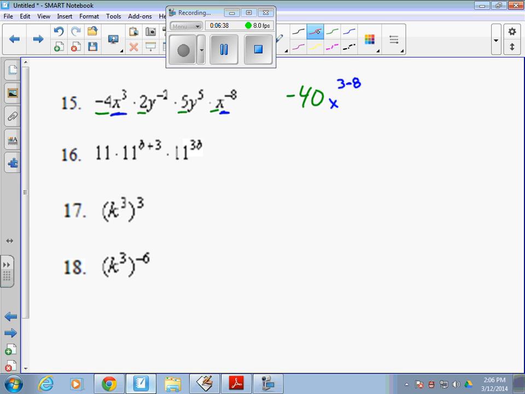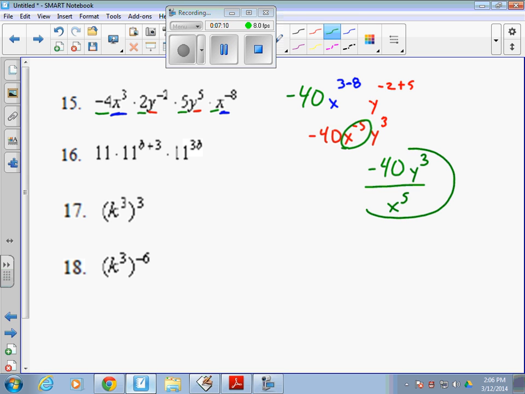And then the same thing with your y's. Y to the negative 2 times y to the fifth means negative 2 plus 5. So negative 40 is what you have. X to the 3 minus 8 is negative 5. Y to the negative 2 plus 5 is positive 3. So the only thing right here being raised to a negative exponent is x, in fact. Negative 40 stays on the top. Y to the third stays on the top. X to the negative fifth goes down and becomes x to the positive fifth. That's for number 15.